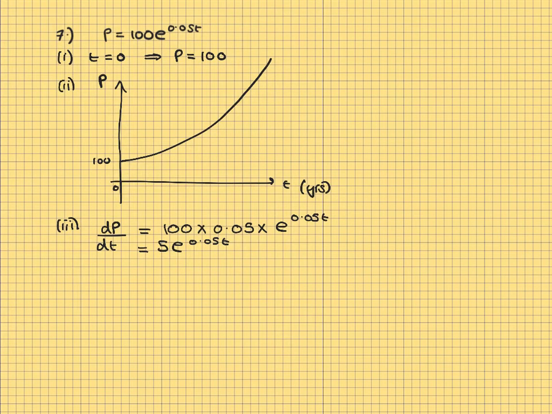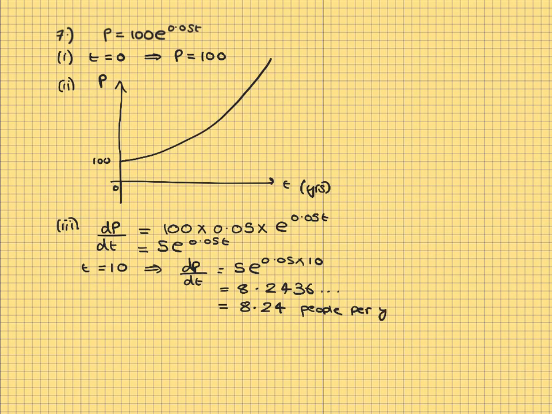Now, we want to find how the rate increases after 10 years. So t equals 10, which gives us dP by dt, which is 5e to the 0.05 multiplied by 10, and that gives us a value of 8.2436, etc., which we'll say is 8.24 people per year. So that's how the population is increasing, by 8.24 people, so 8 and a few.